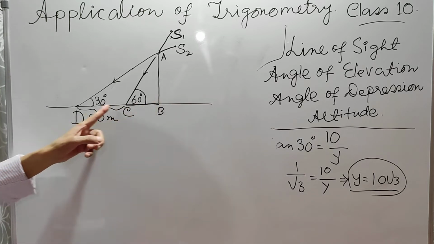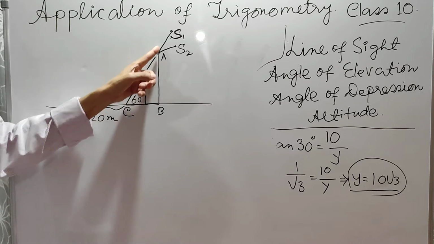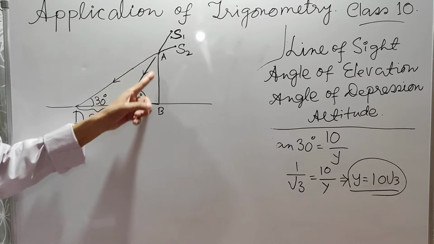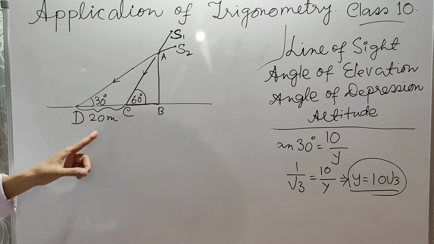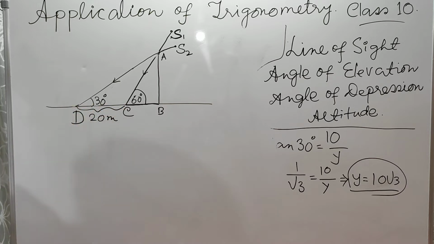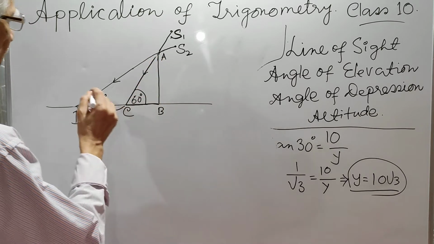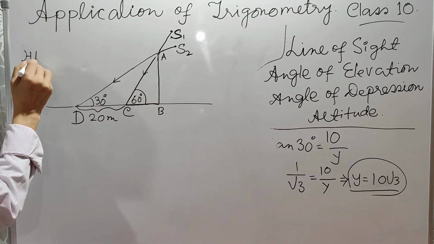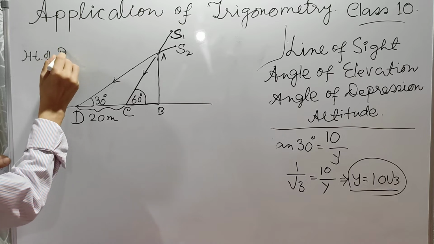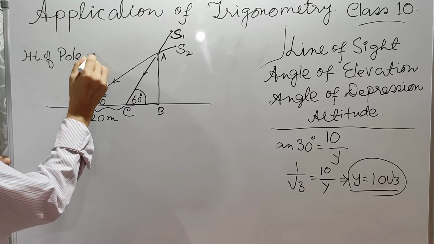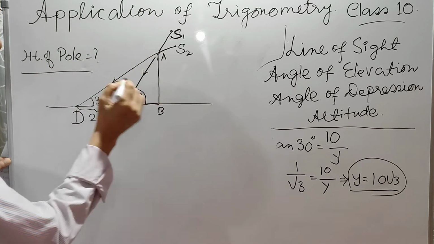So this is the longer shadow BD of this pole. This is the shorter shadow of this pole. Now the difference between the two lengths is given 20 meter. That means DC is 20 meter. This is given 30 degree. This is given 60 degree. Now we have to find the height of the pole. This is the question. What is the height of the pole? So this AB we have to find out.